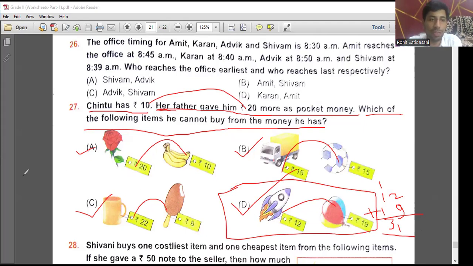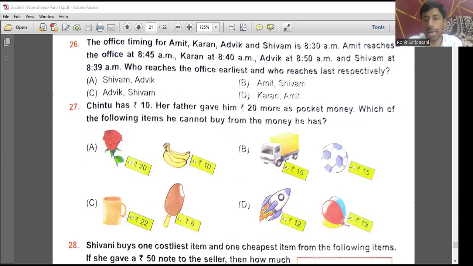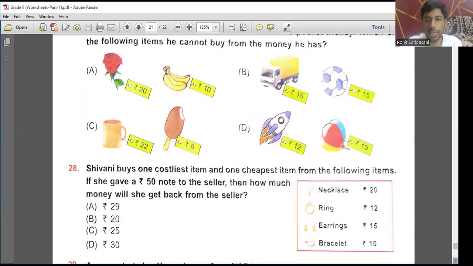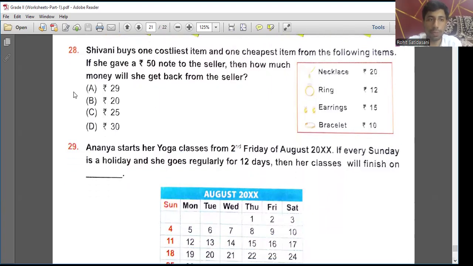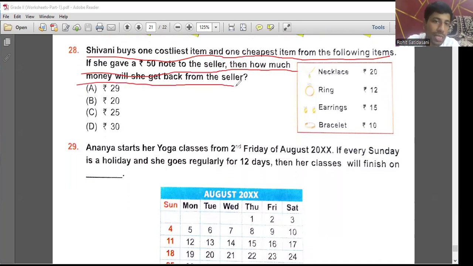Moving on to the next question, which we have is question number 28. And question number 28 says, Shivani buys one costliest item and one cheapest item from the following items. If she gave a 50 rupees note to the seller, then how much money will she get back from the seller? Costliest means the expensive item, which is of more amount here. Let's see which is most costly. Necklace, right? Necklace is of 20 rupees, which is most costly.